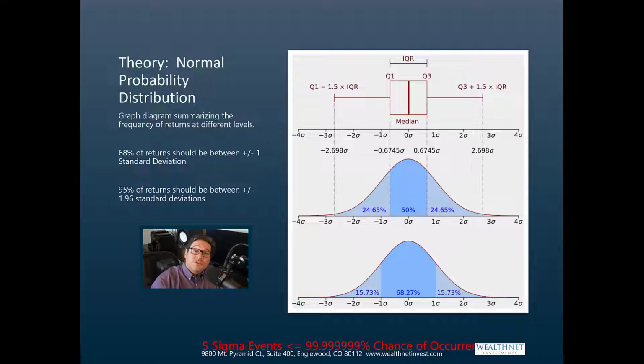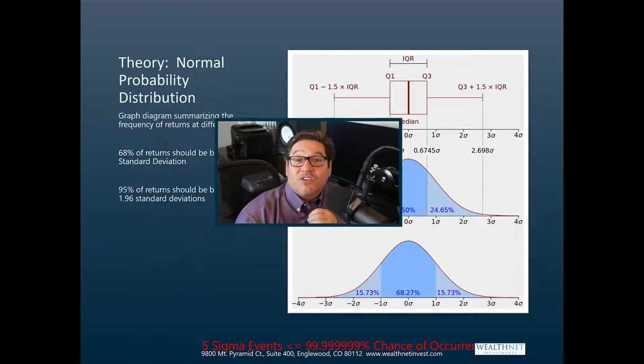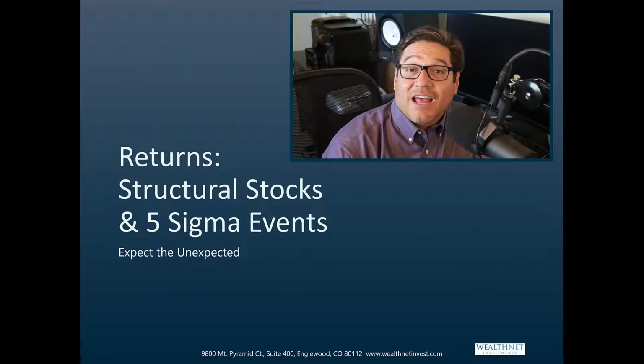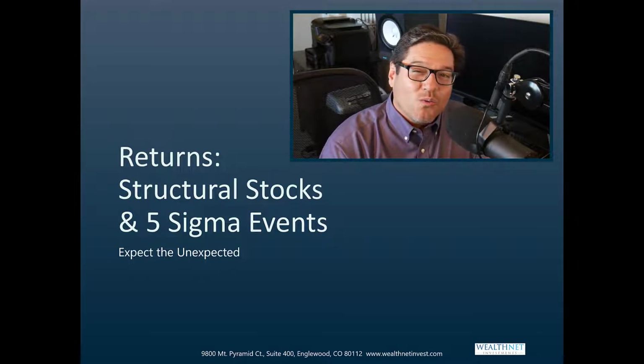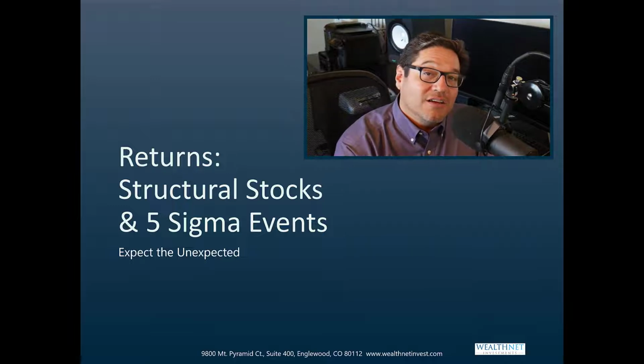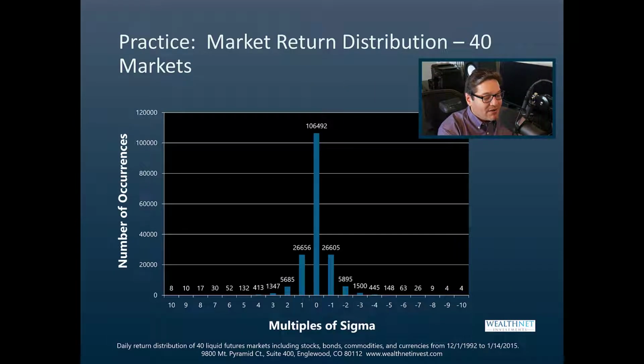If you look at a normal distribution, there's what's called a 5 sigma event, which means 5 standard deviations away from the mean. How often does that happen? That happens a tiny, tiny fraction of the time in a normal distribution. However, when you look at the real world, we see that a 5 sigma event happens a lot more often. So how do you manage a portfolio given that? Let's look at some of the real data. Here I have a frequency distribution of the market returns in 40 different markets.